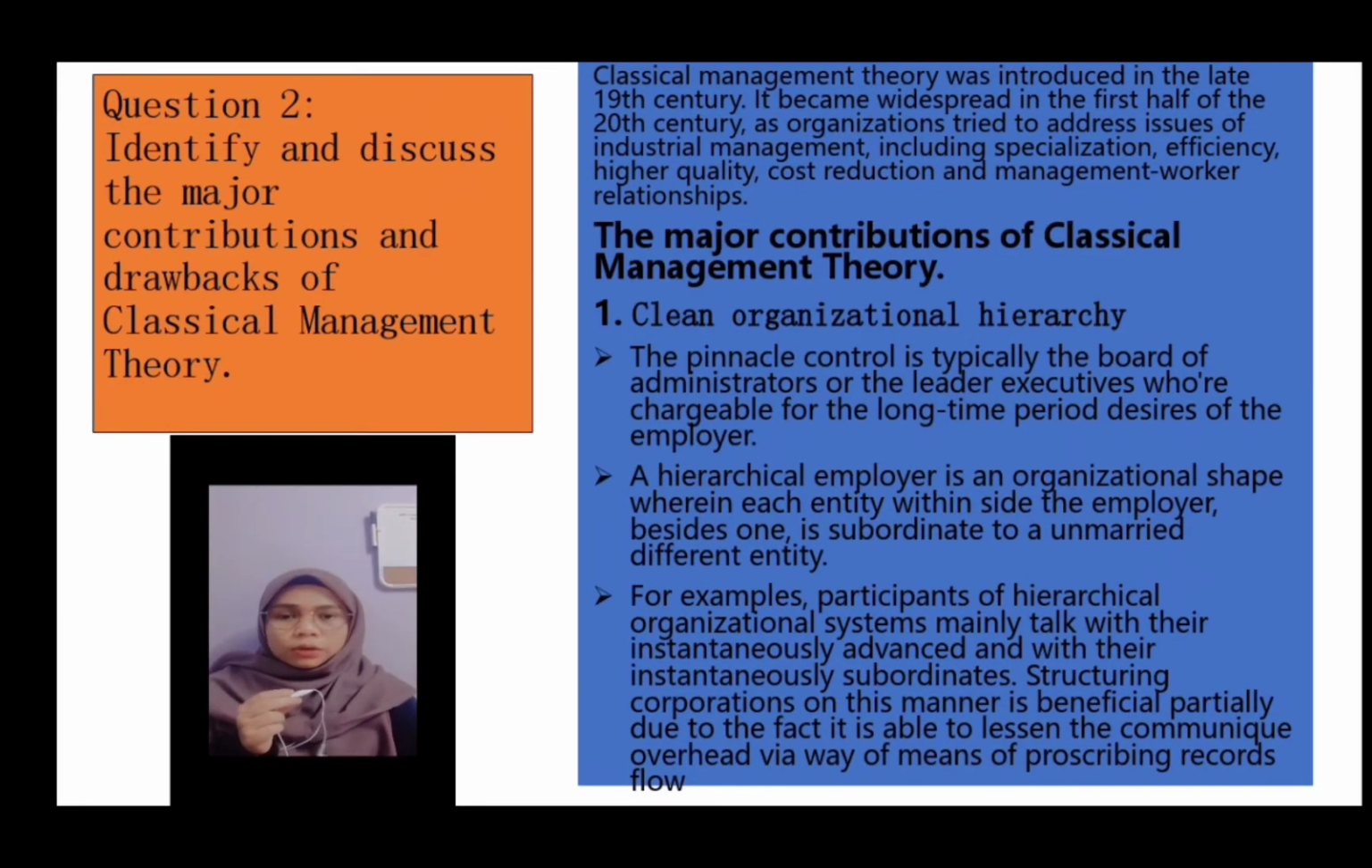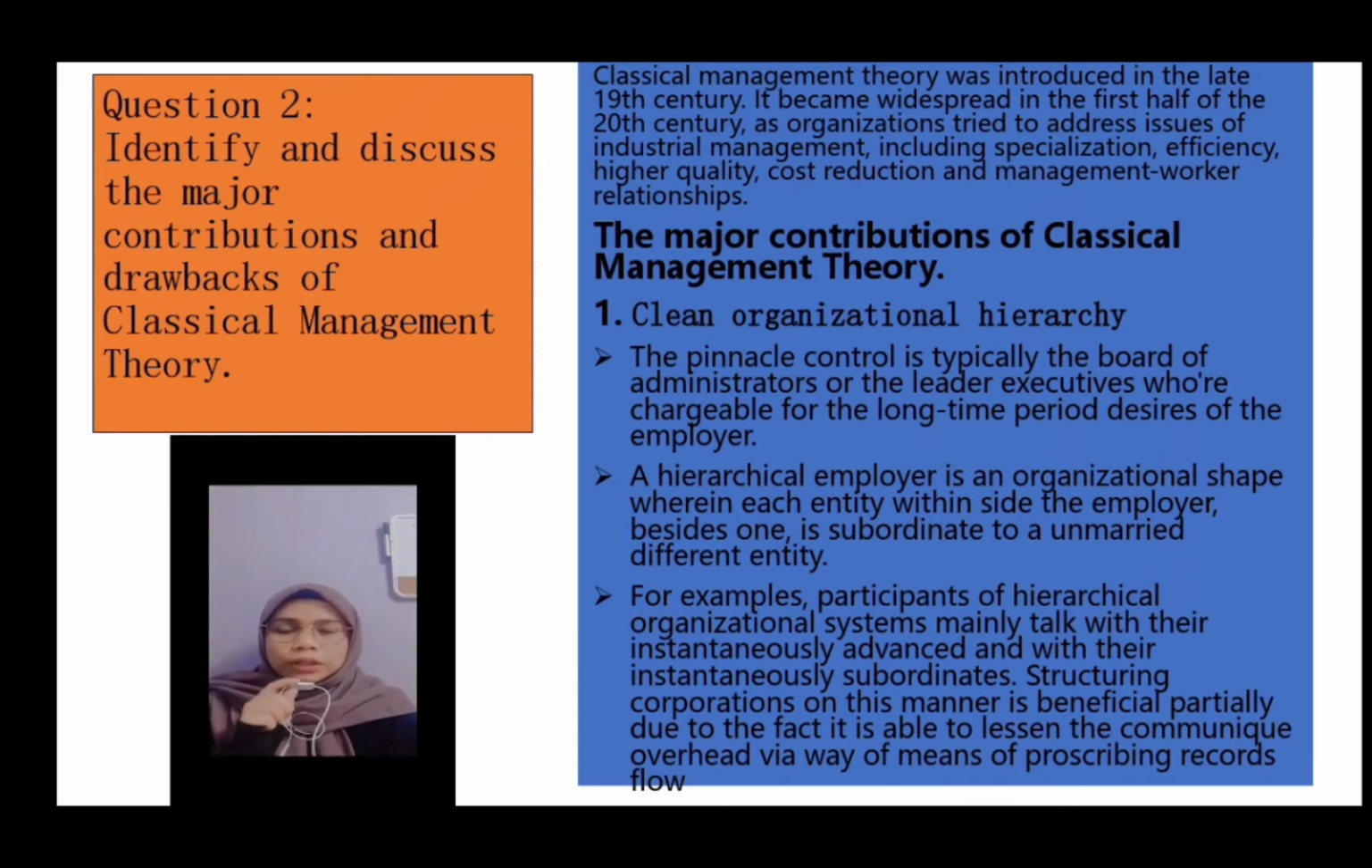Classical management theory was introduced in the late 19th century. It became widespread in the first half of the 20th century as organizations tried to address issues of industrial management, including specialization, efficiency, higher quality, cost reductions, and management-worker relationships. The major contributions of classical management theory.